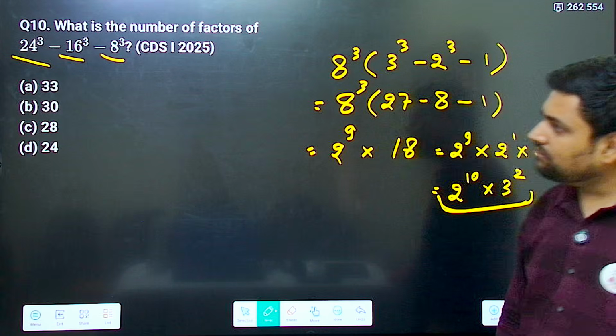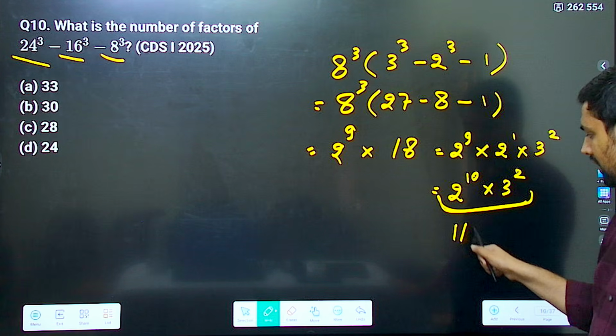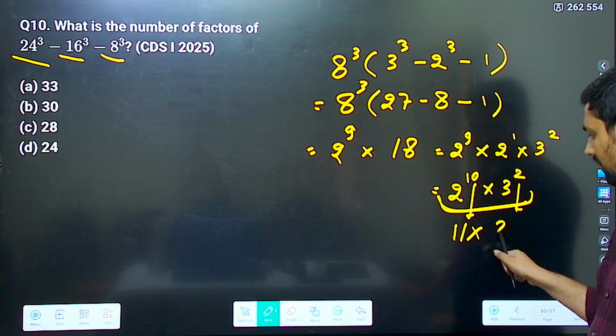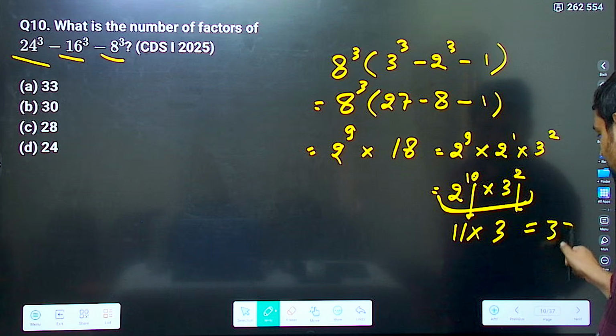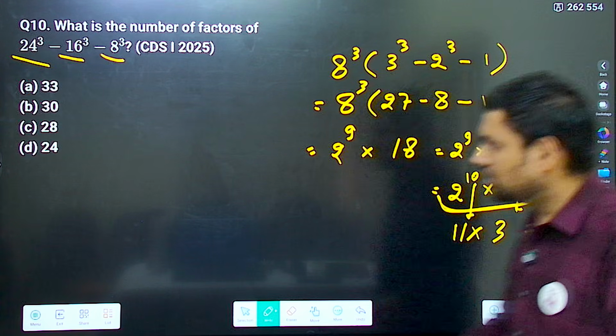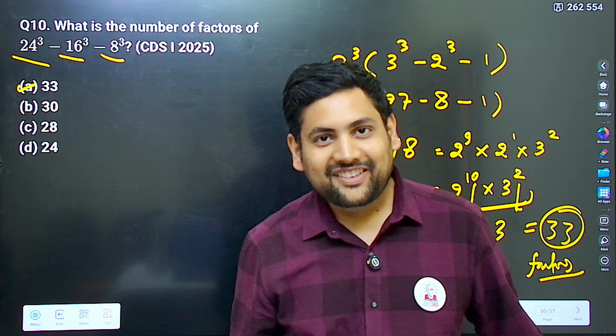It is asking you number of factors. So number of factors will be what? 10 plus 1, 11, correct? Then 2 plus 1, 3. 11 into 3, how many factors? 33 is the total number of factors. A becomes the answer. Fine.